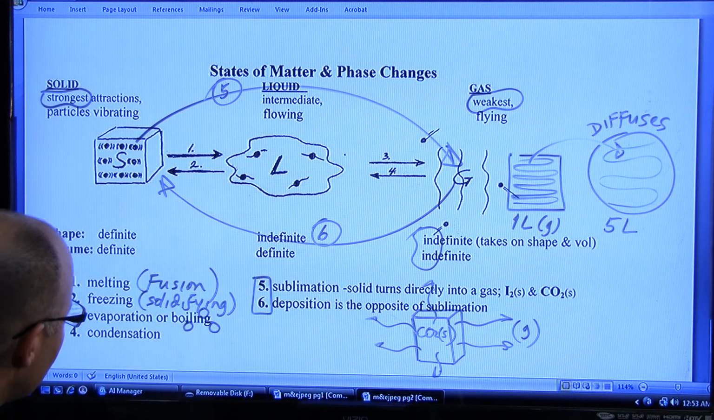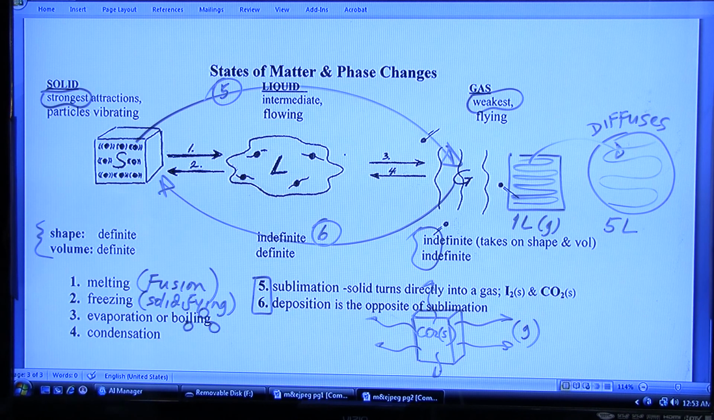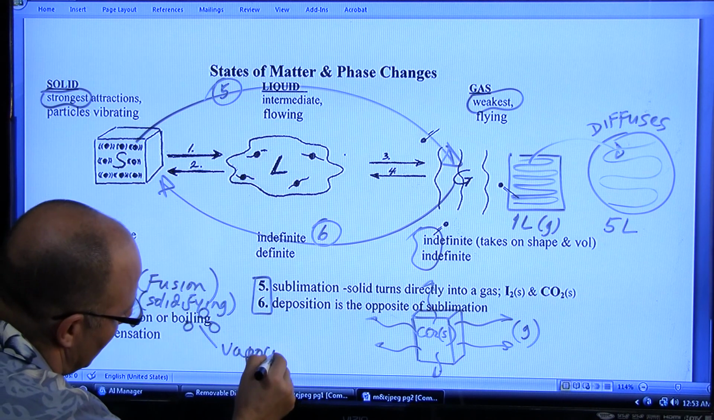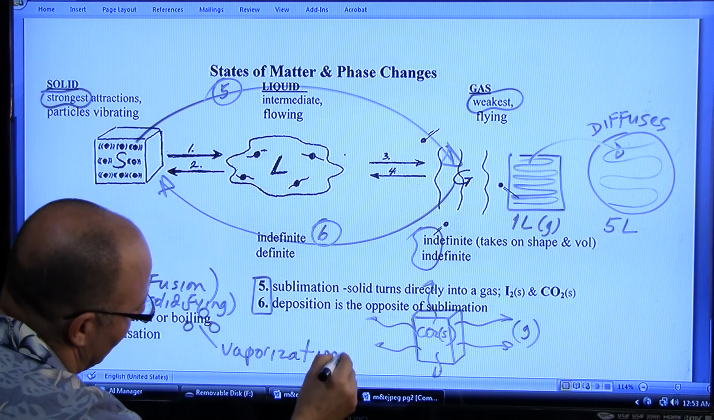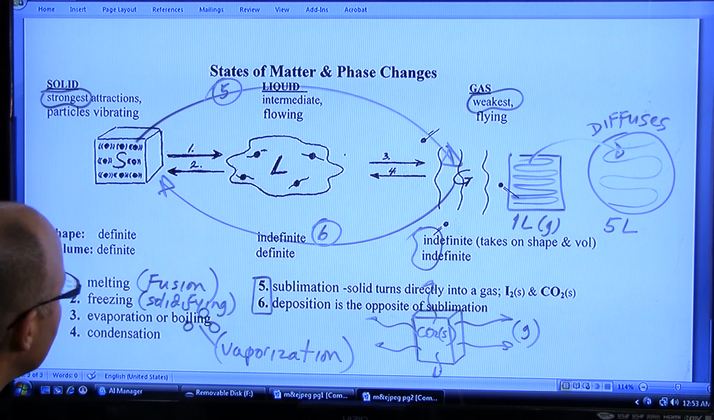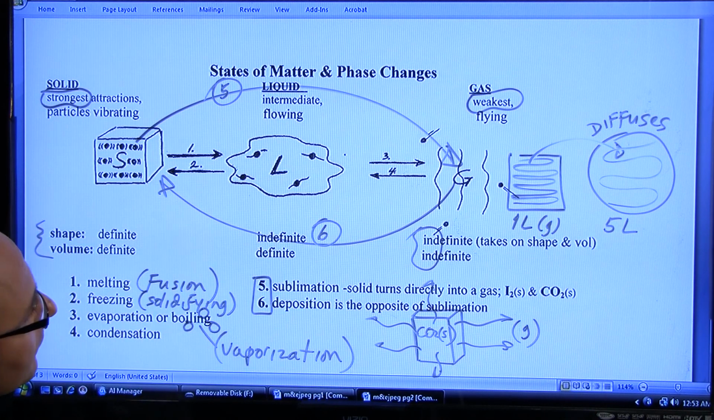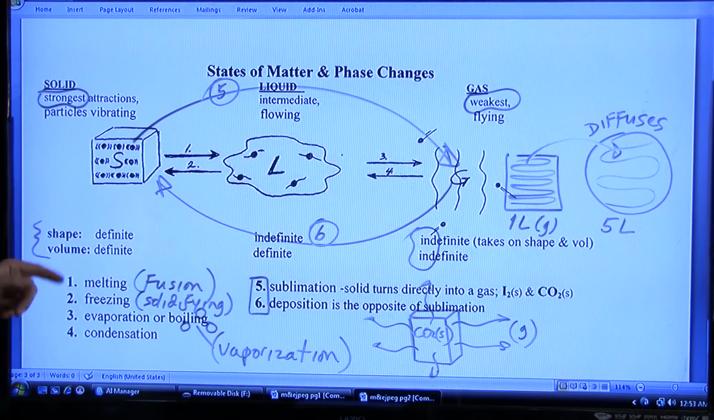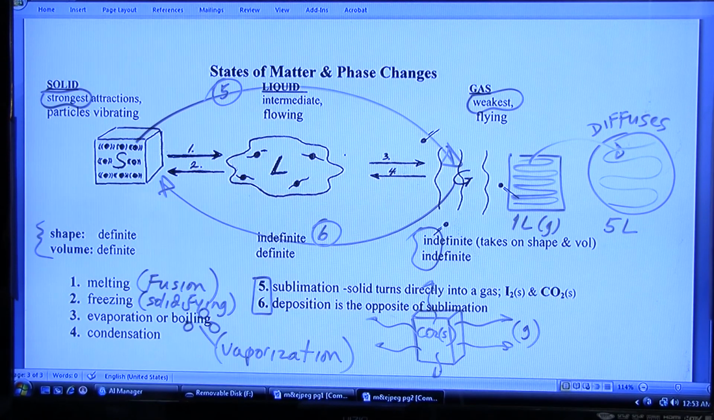Also, another term you should know associated with evaporation or boiling is vaporization. We'll talk more about that later. We do calculations with the heat of vaporization, HV, and the heat of fusion, HF. All right, so you have your phase changes or changes in state. You have the differences between each state in terms of attractions, in terms of motions, and of course the overall properties in terms of shape and volume.